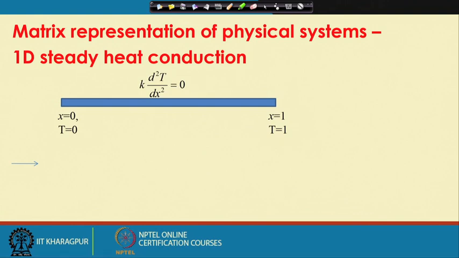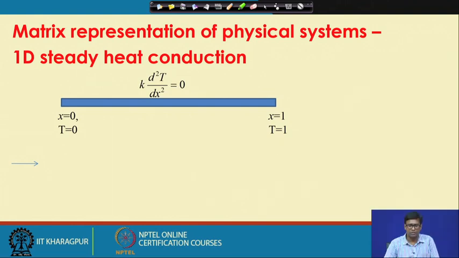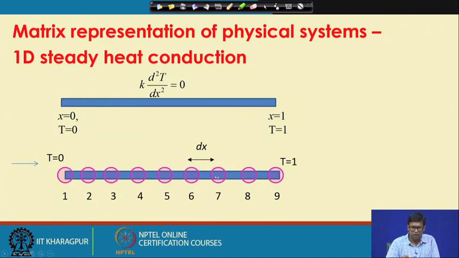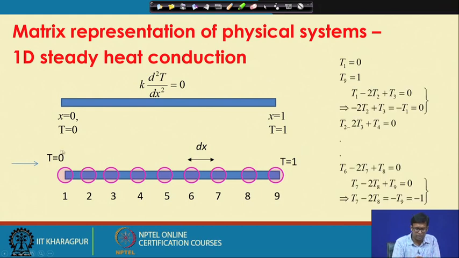We had this problem when we were looking into matrix representation of physical systems, 1D steady conduction in a rod, where the governing equation is k d2T/dx2 equal to 0, with boundary conditions at x equal to 0 and x equal to 1. We discretized this into a finite number of discrete points, where we got the difference equation for each point, and the boundary condition at x equal to 0, T1 equal to 0, and at x equal to 1, T9 equal to 1.